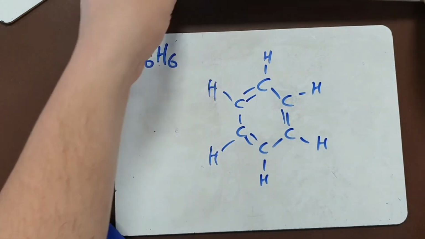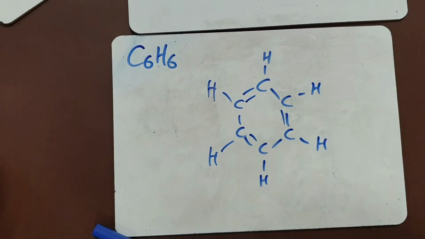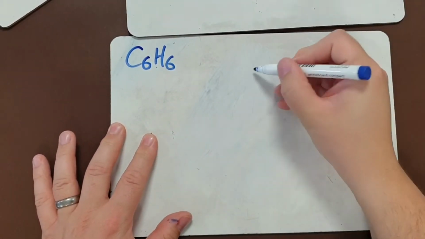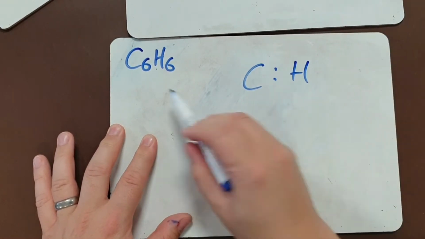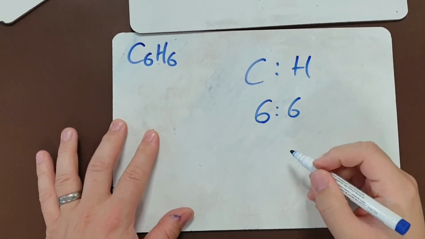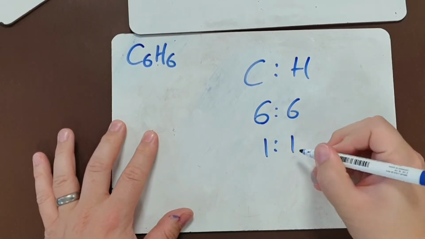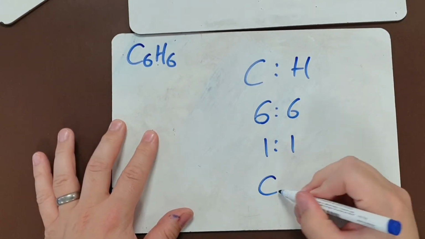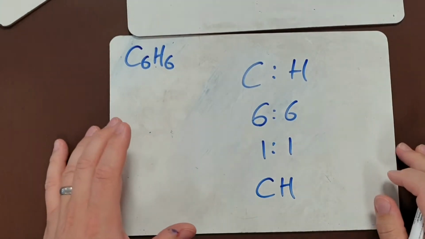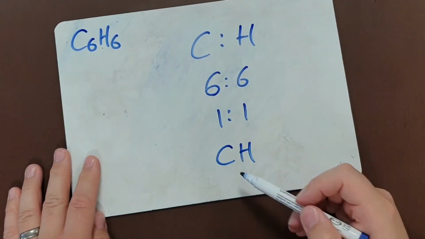But we want the empirical formula, which is the simplest ratio. So it's the ratio of carbons compared to hydrogens. We know there's 6 of each. So 6 to 6, and that can be simplified down to 1 to 1. So that means our empirical formula is CH. How do we do that? And a quicker and easier way of doing that. The empirical formula is sometimes the same as the molecular formula, but we'll get to that in a minute. So let's go through and look at some examples.